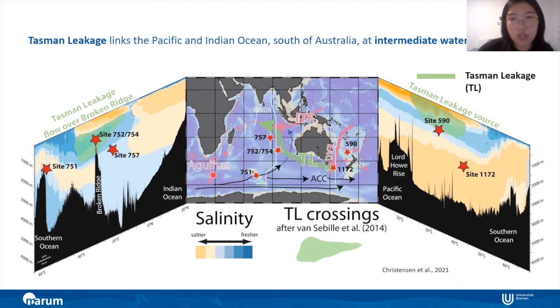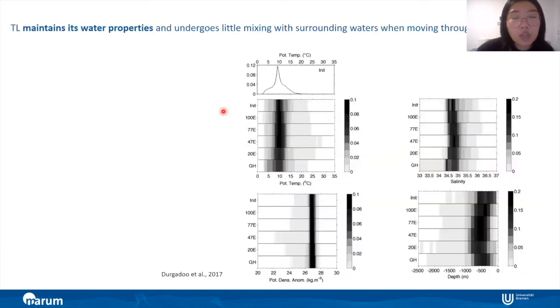So besides the Indonesian throughflow, Tasman leakage provides heat and return waters to the global thermohaline circulation via this Agulhas system. When Tasman leakage flows from east to west, it maintains its temperature, salinity, and density, and only has a little change in water depth. That is because Tasman leakage undergoes little to no mixing with other waters, for instance Antarctic Intermediate Waters from the south and Banda intermediate waters from the north.